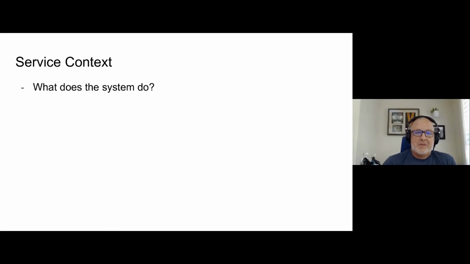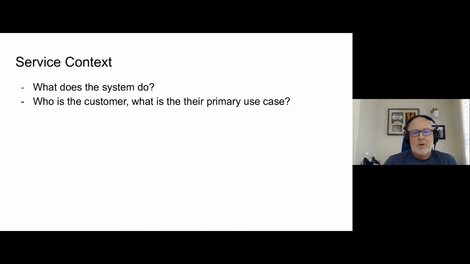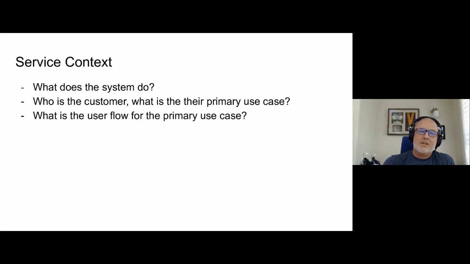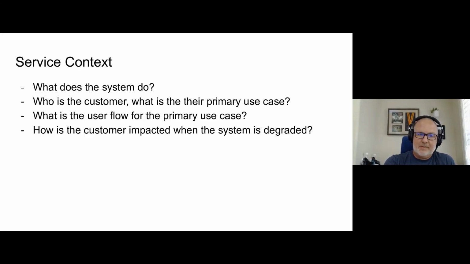What does the system do? It's a pretty basic answer. I don't know if everybody can always answer that, especially people that are new to the team or people that maybe don't have enough experience. Who is the customer? Like, what are we actually trying to do with this system, and how do they consume what it is that we've actually built? What does that primary use case look like? What is the user flow for the primary use case?